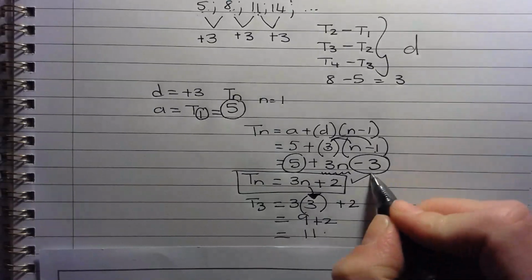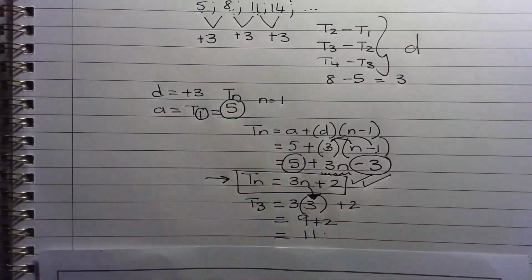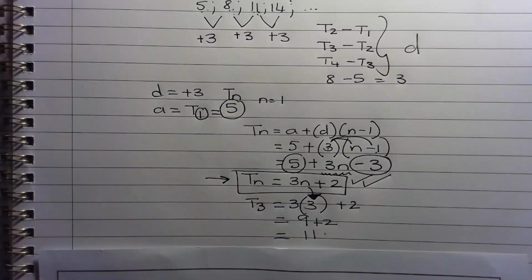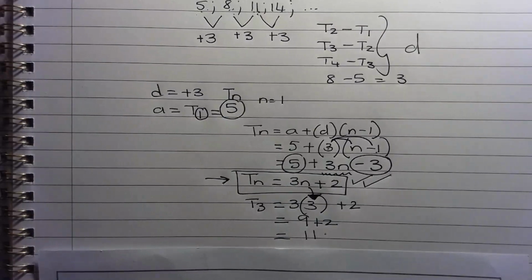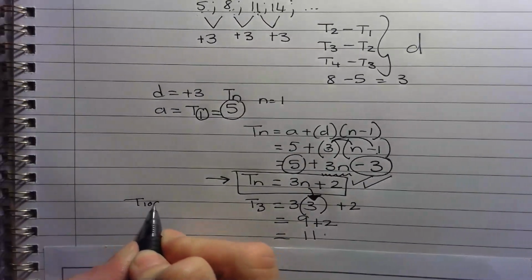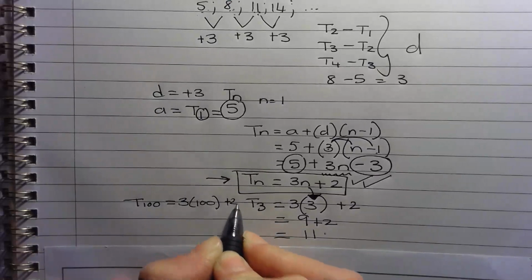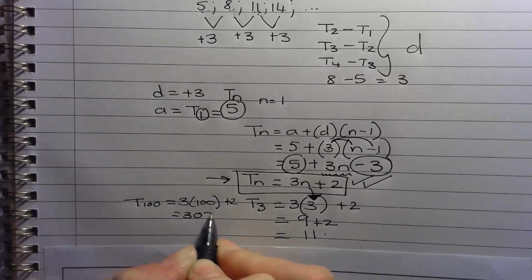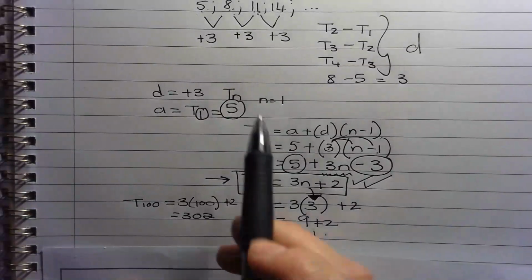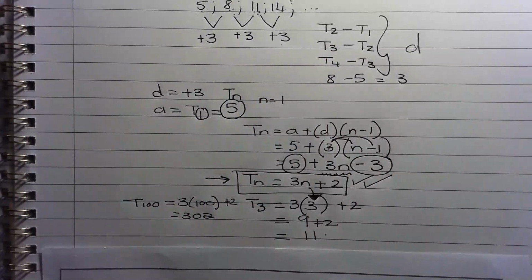So this formula works. The whole point of this question is to get a formula, a rule in terms of maths rules, to be able to work out any number in this pattern. If I asked you for the 100th number, you can say T100 is 3 times 100 plus 2, which will give you 302. Instead of having to go back to the pattern and add 3 on until you get to that 100th number.